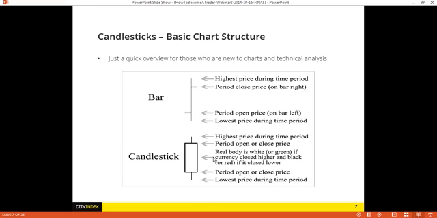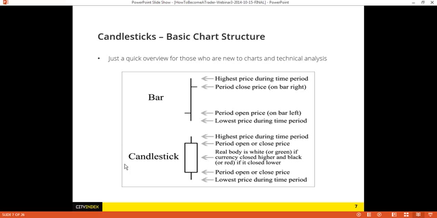Okay, so very quickly, if the real body, this body right here, is white or green, depending on your charting platform and your settings, then that means the currency or the market closed higher than it opened. If it's black or red, it means it closed lower. That's all it means, okay?